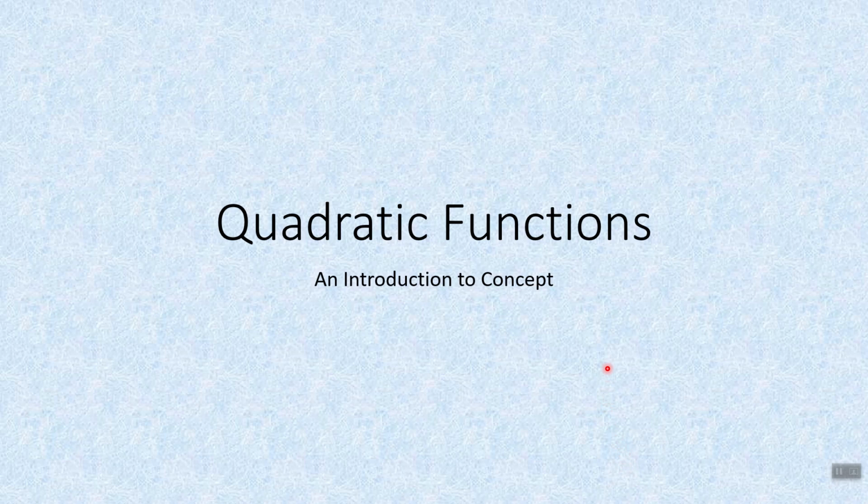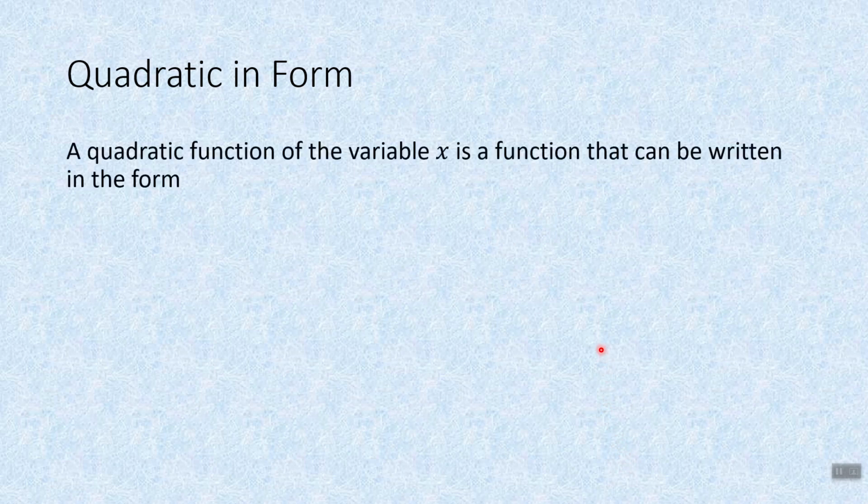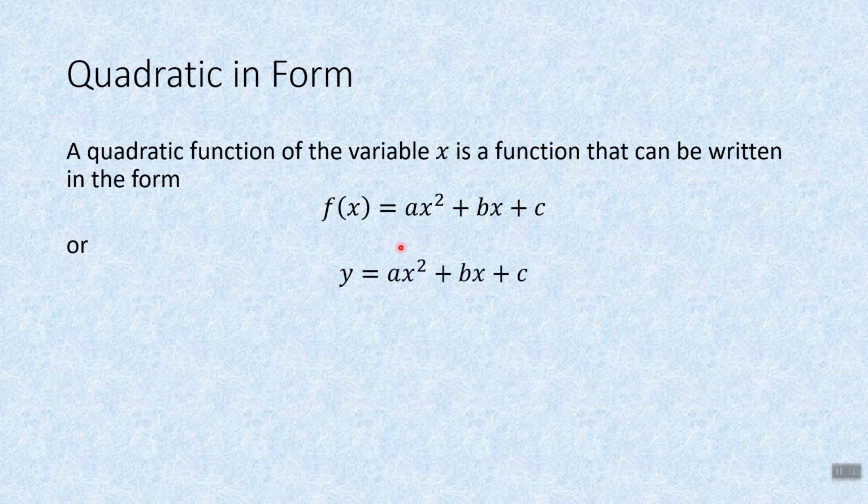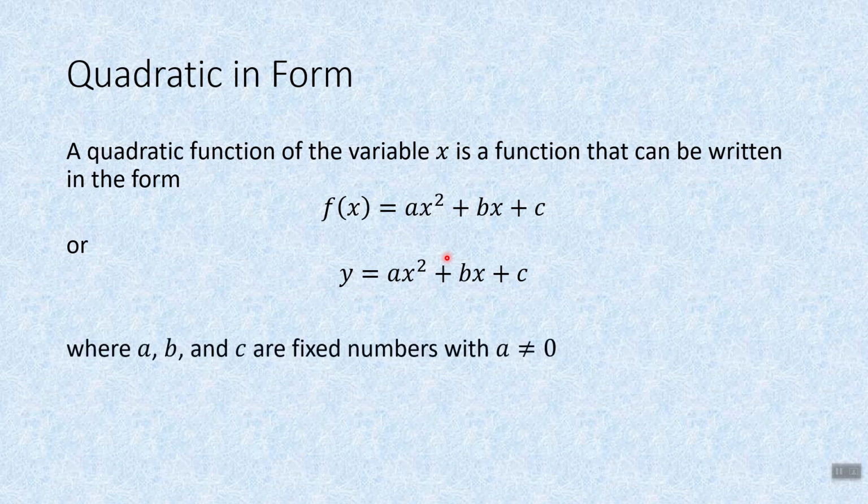So let's look at quadratic in form. A quadratic function of the variable x is a function that can be written in the form f of x equals ax squared plus bx plus c. You may have also seen this in the form y equals ax squared plus bx plus c, the function notation and the equation notation, and that's why we say it's quadratic in form, because the right-hand side is the same in both cases. And in both cases, a, b, and c are fixed numbers.